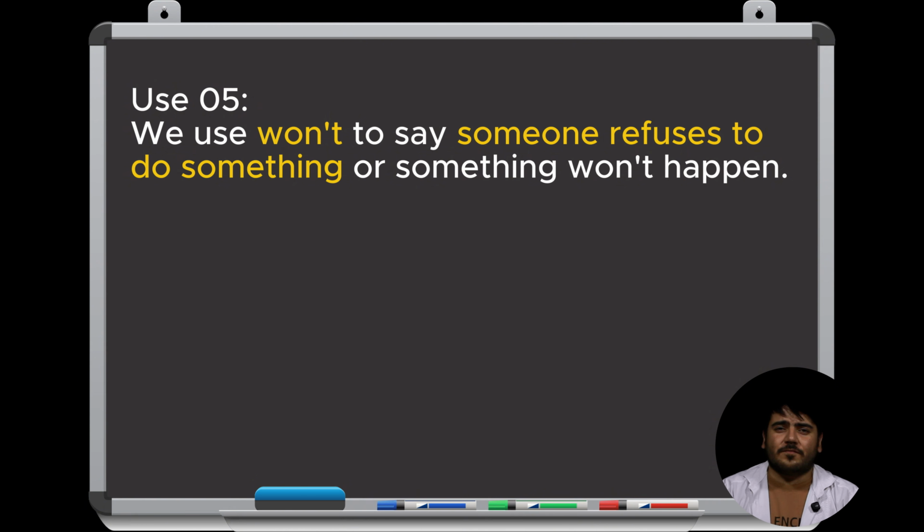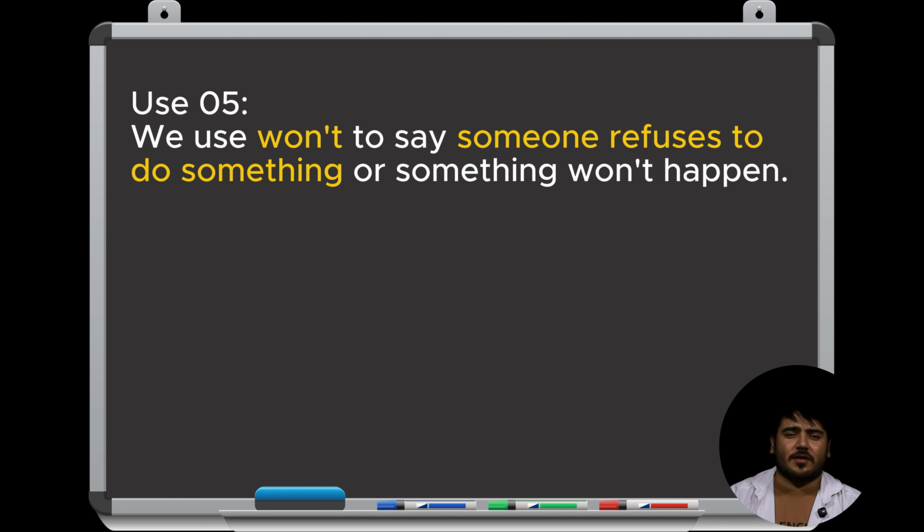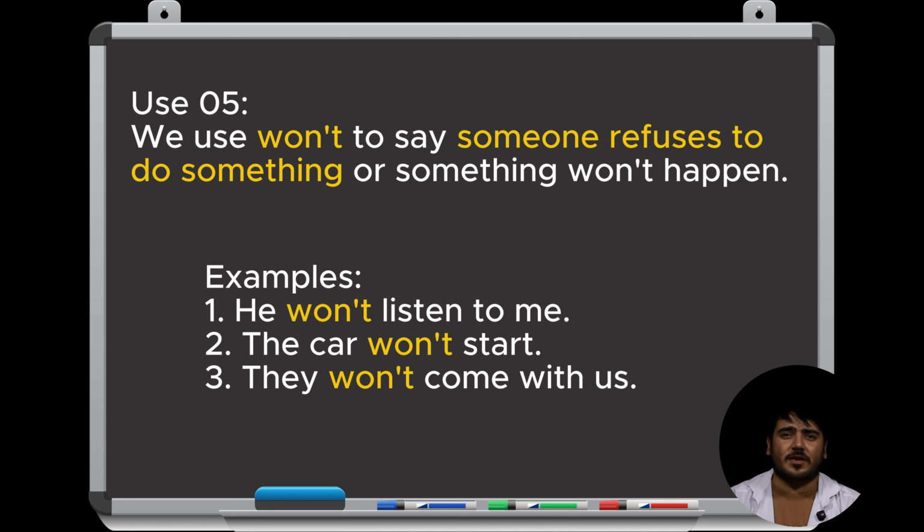Use number 5. We use won't to say someone refuses to do something or something won't happen. Examples: he won't listen to me. The car won't start. They won't come with us.